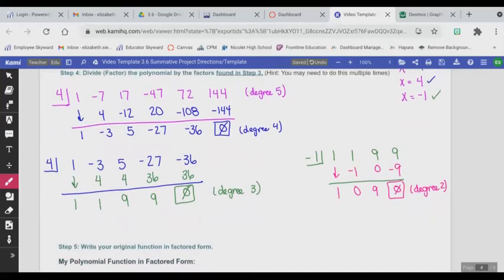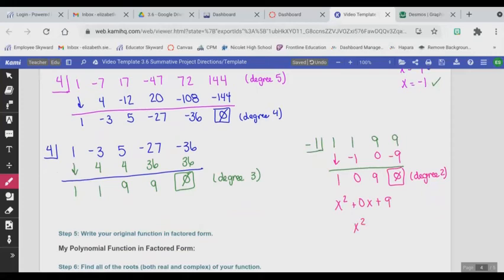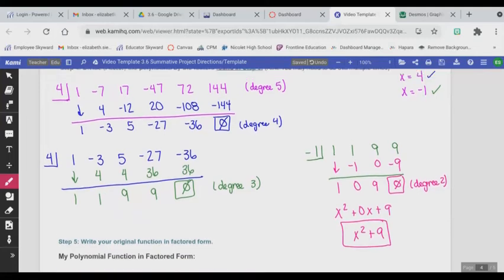So what I have left, again, degree 2 is 1x squared, or just x squared, plus 0x plus 9, which is really just x squared plus 9. Okay, so I used all of the roots that I knew. I knew that it had a root of 4 twice. It was a double root, so I was able to do synthetic division twice. And that other root of -1, that was a single root. And I was able to use synthetic division and keep breaking my polynomial down into smaller and smaller factors of it.